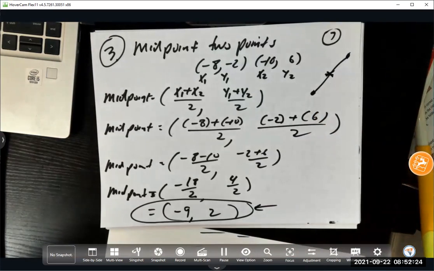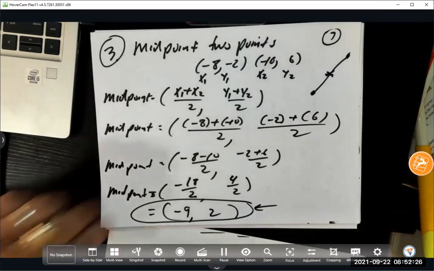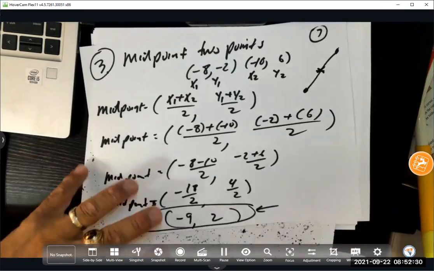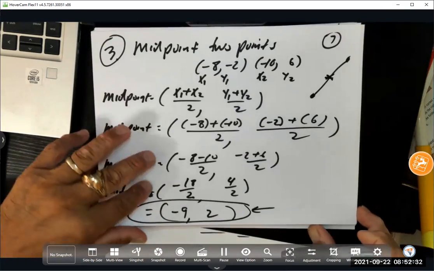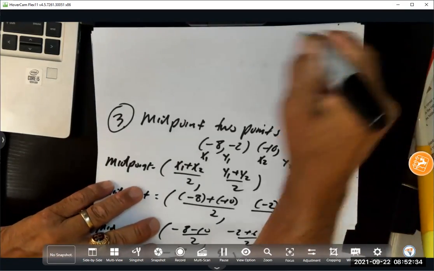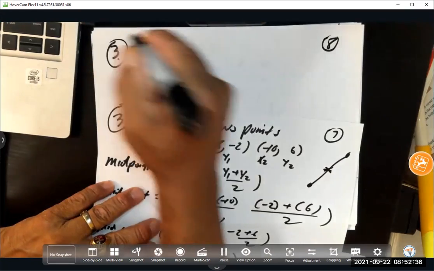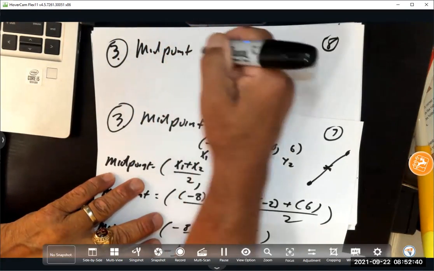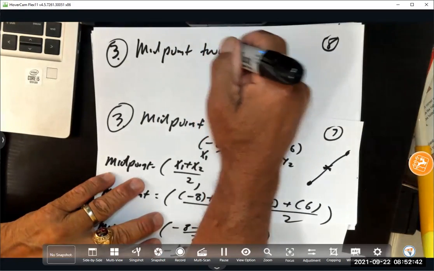Can we do another one? Is that okay? Same problem, just different numbers. Do it again, different numbers. Ready? Page 8. And I'm going to do question number 3 again. Ready? Find the midpoint of the two points.